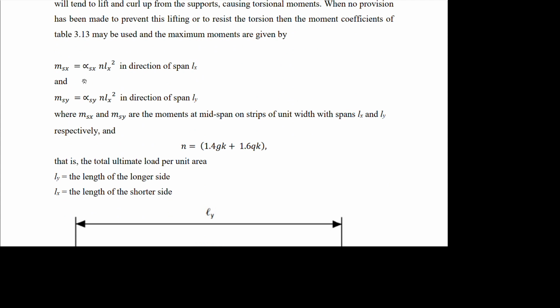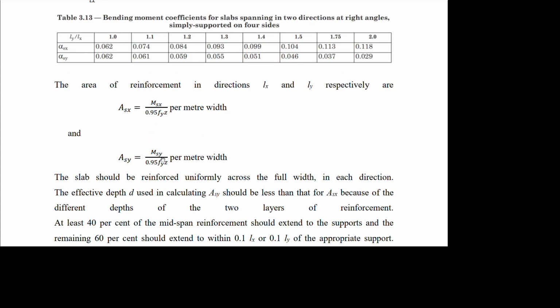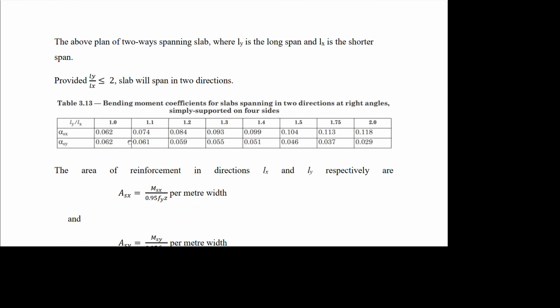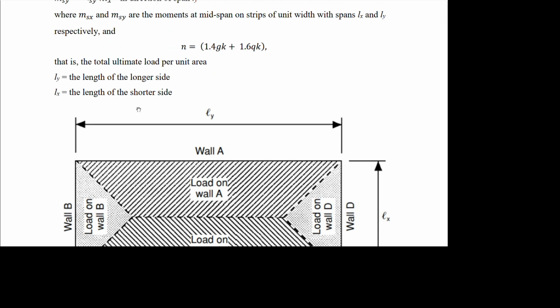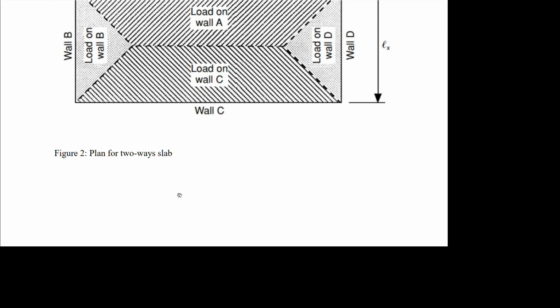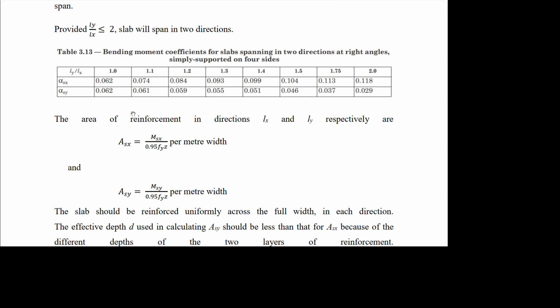We calculate our moment along the x-axis and moment along the y-axis, and the formula for it is this for moment along x-axis, and likewise moment along y-axis. What changes between this and this is just the alpha SX and the alpha SY. So the two are almost the same. We look for this in the table, which is table 3.13. You just calculate your LY over LS. You have a value which must be less than 2. So you select whatever is applicable among these, for alpha SX and alpha SY.